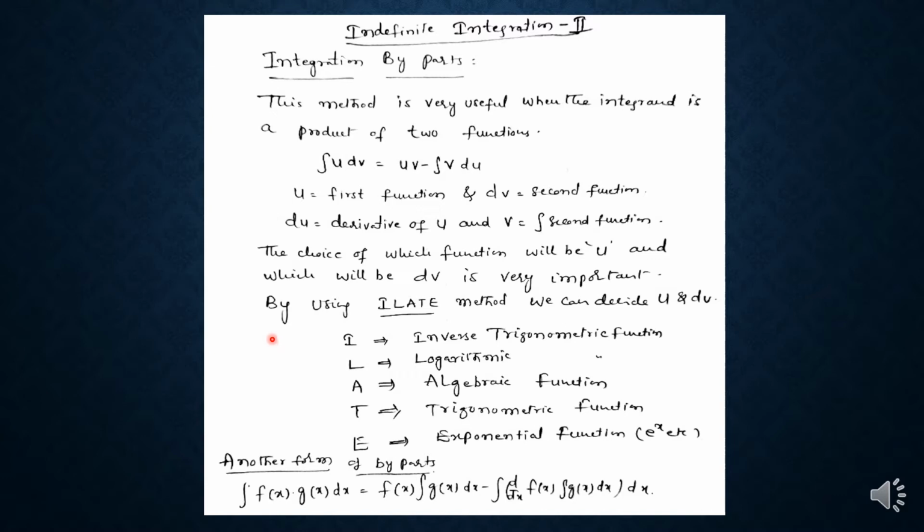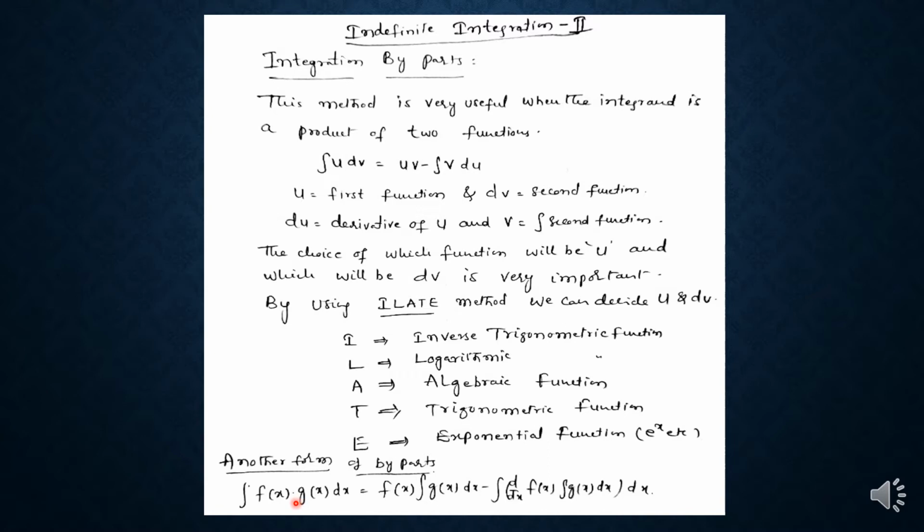If the given integrand is a product of two functions, then by using the integration by parts rule, we can integrate the given function. So the integration by parts rule is: integral f of x into g of x dx, first function into second function, is equal to first function f of x into integral of g of x dx, minus integral of derivative of the first function into integral of second function, whole integration, plus c.